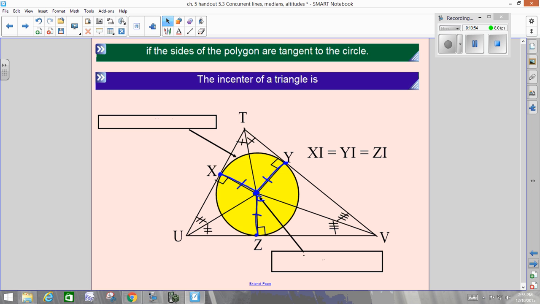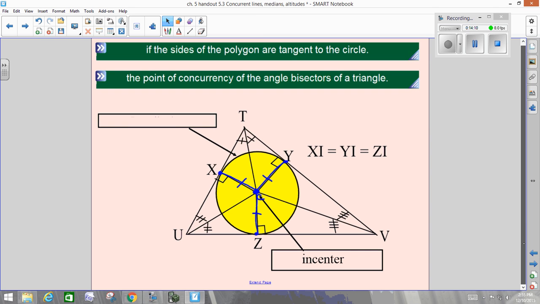What do we call those blue lines? Yeah, those are the radii. So that means that C is the center of the what? Circle. In relation to the triangle, it's called the incenter, which is the point of concurrency of the angle bisectors.